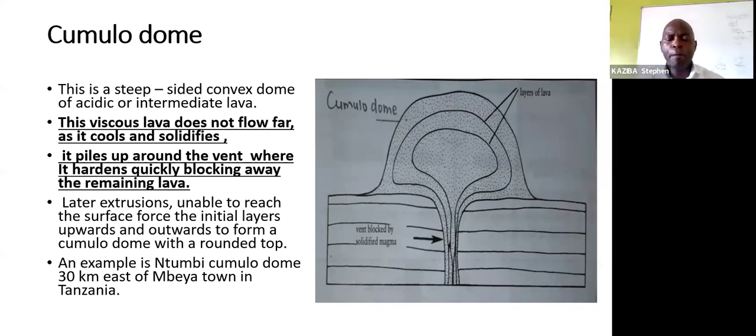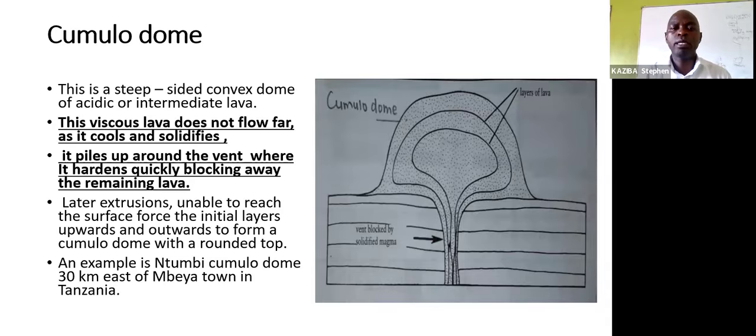The outer part will widen as new material enters into the center of that round kind of dome, and it keeps growing bigger and bigger and bigger to form a tumulodome.